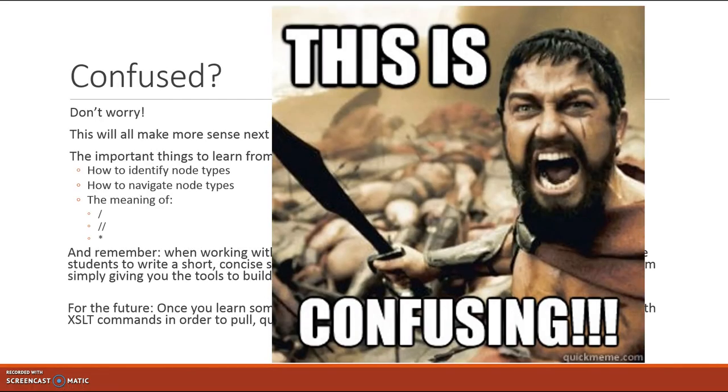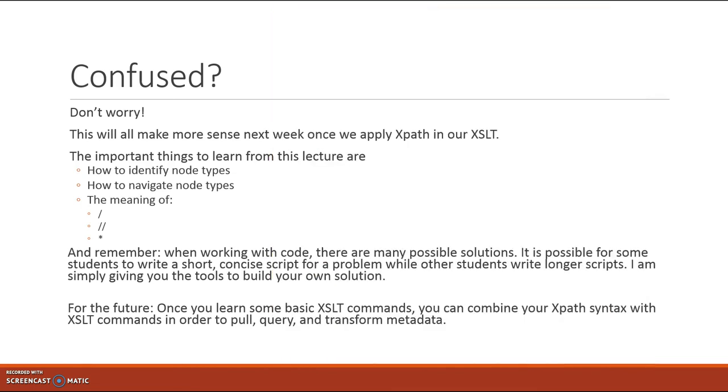If you're confused, don't worry. This will all make more sense next week once we apply XPath and our XSLT. Just keep reviewing the lecture and the readings, do the quiz, and let me know if you have any questions. But remember, the important thing to learn from this lecture is how to identify node types, how to navigate node types, and the meaning of symbols such as the slashes and the asterisks.